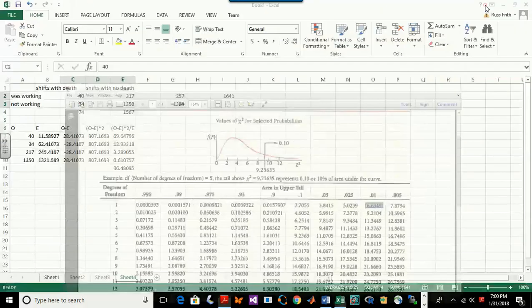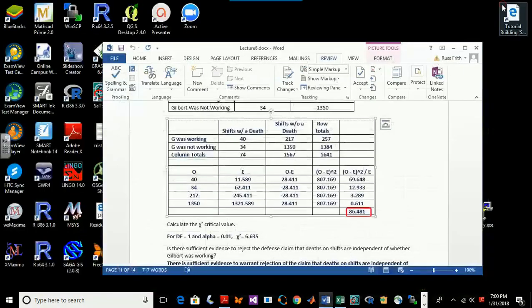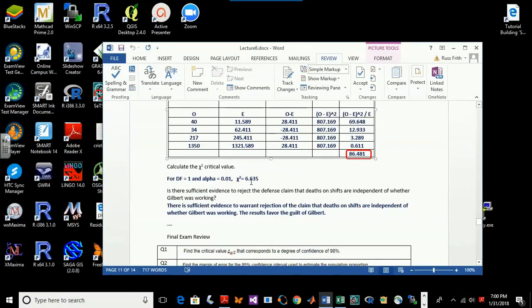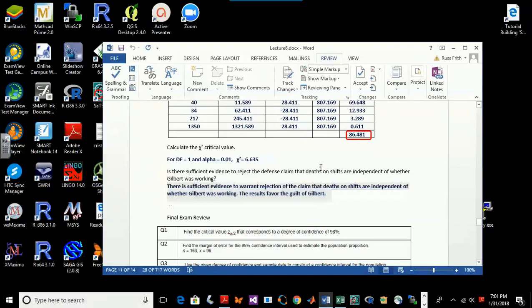Okay, so what next? Is there sufficient evidence to reject the defense claim that deaths on shifts are independent of whether Gilbert was working? There is sufficient evidence to warrant rejection of the claim that deaths on shifts are independent of whether Gilbert was working. The results favor the guilt of Gilbert. Okay, so for all you criminal justice majors, now you have a reason to know statistics.